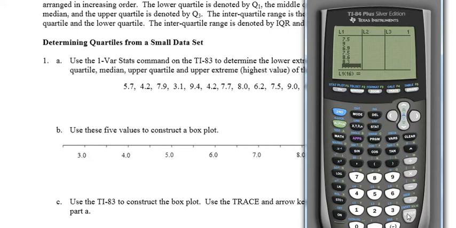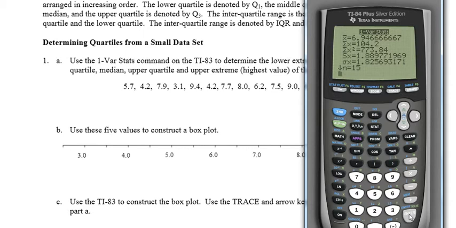Okay, so we got 15 data values. We go to Stat, Calc, we use 1-Var Stats. Seeing as everything's in list 1, if you don't have the new firmware, it doesn't matter, you could just hit Enter, and the calculator runs 1-Var Stats on list 1.